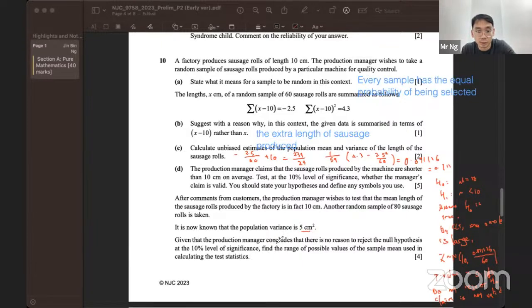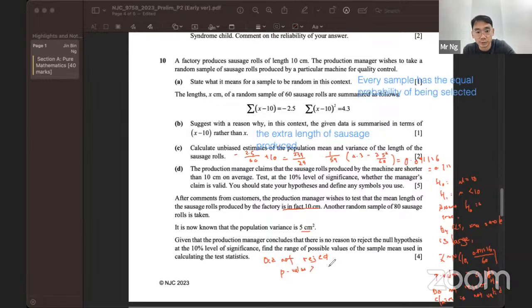Given that, there's no reason to reject, so do not reject. So that means no reject. Okay, it's in fact 10. I feel that this is a two-tailed test. So that means that the p-value is do not reject. There's no reason to reject.